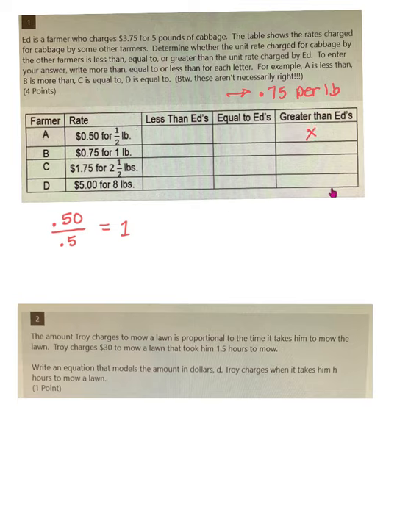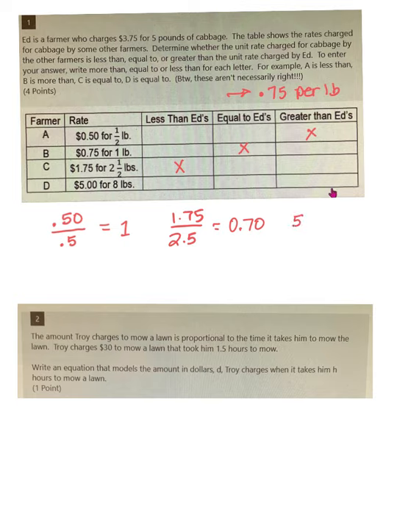For farmer B, 75 cents for 1 pound, that is the unit rate. And that is exactly the same as Ed. So for B, it is equal to Ed, because they're both 75 cents per pound. For C, we need to divide again. We have $1.75 divided by 2.5 pounds. Now I'm converting it to decimals just because that makes it easier for me to calculate with my calculator. I get 70 cents per pound. That is less than Ed, isn't it? 70 cents is less than 75 cents.